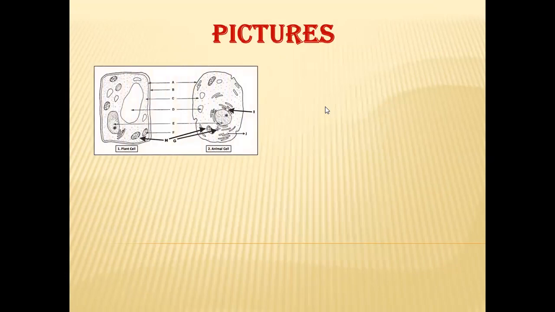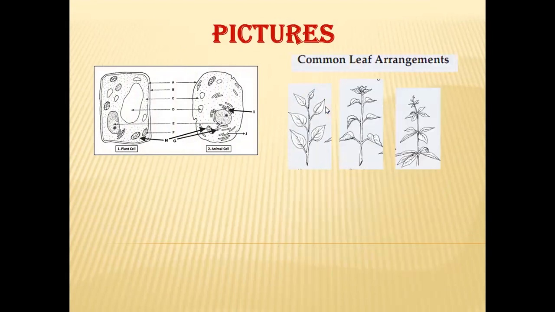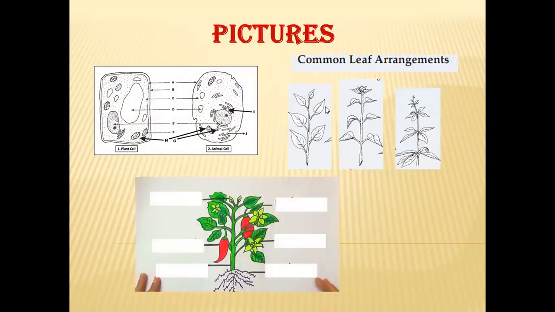Pictures. Pictures can also be used in the lesson introduction part. Here plant and animal cells are shown. So the teacher can ask the students to label the organelles present in both cells and the common leaf arrangement. There are three types of leaf arrangements given, and a picture of a dicot plant. Here also labeling the parts of the plant can be given.